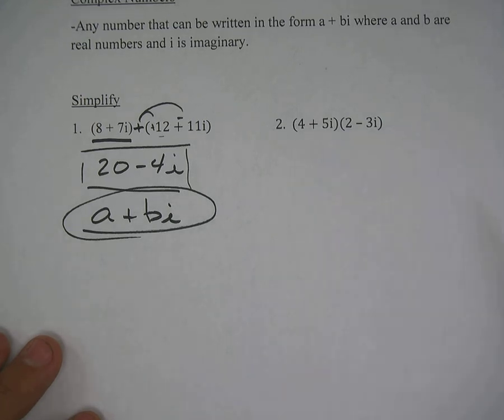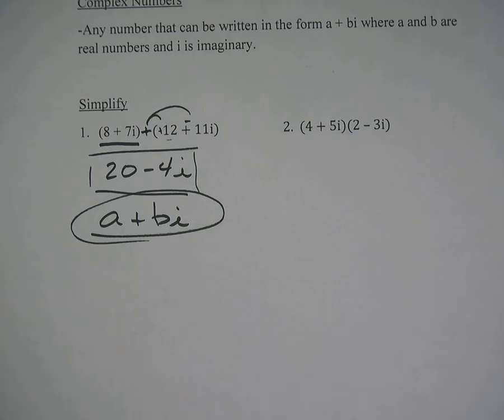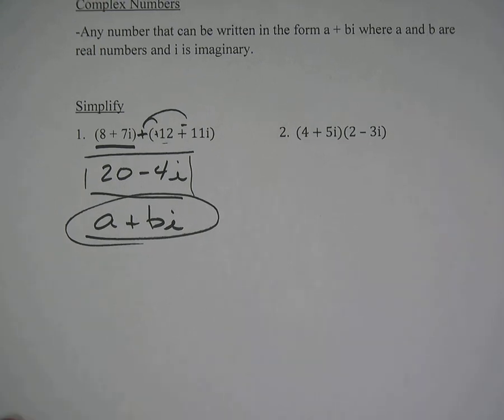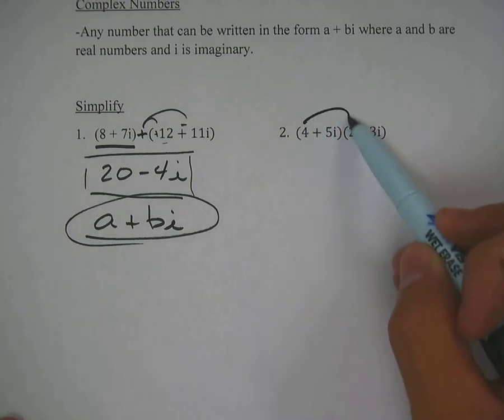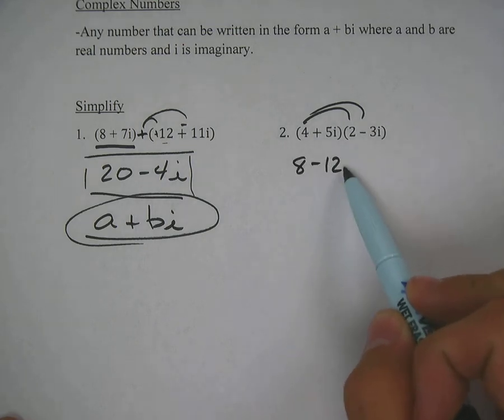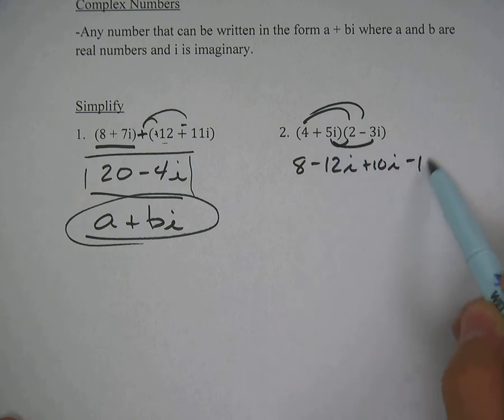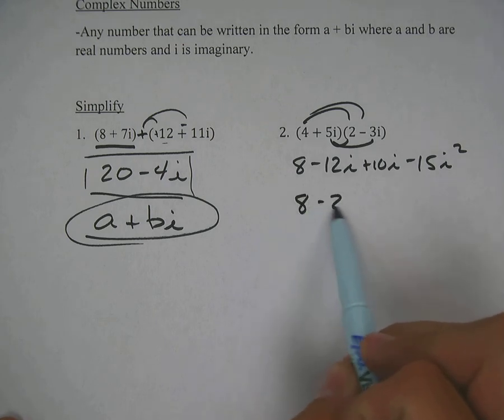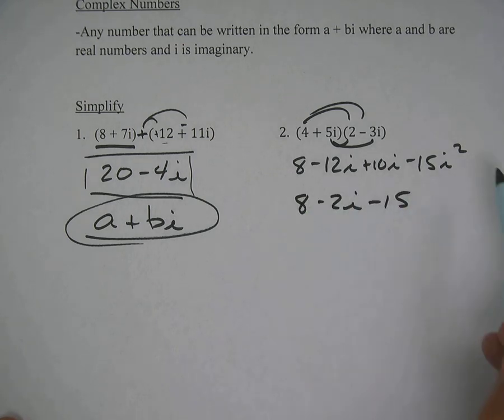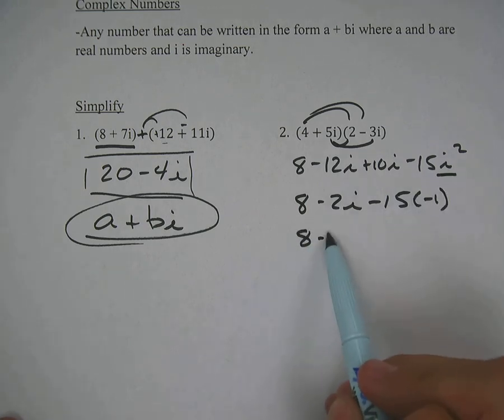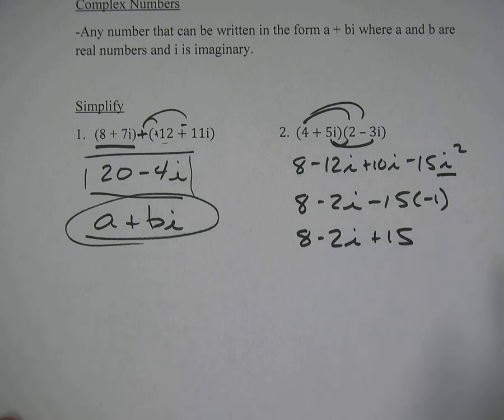So it's saying multiply complex numbers. Well, you do it just like you would think you would. You're going to go through and distribute that or FOIL that. And so 4 times this would be 8 minus 12i. Down here, you get 10i. Here, negative 15i squared. Let's clean it up a little bit. 8 minus 2i minus 15i squared. i squared is equal to negative 1. So it becomes 8 minus 2i plus 15. So to write it in a plus bi form, I'm going to combine these two. So I get 23 minus 2i.